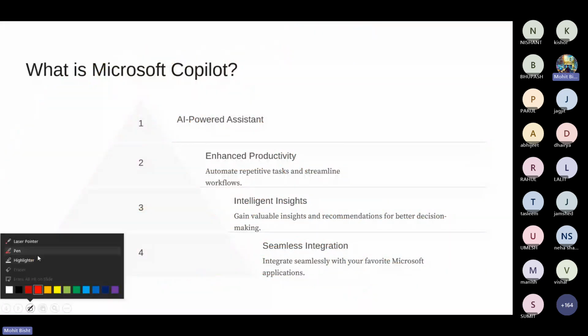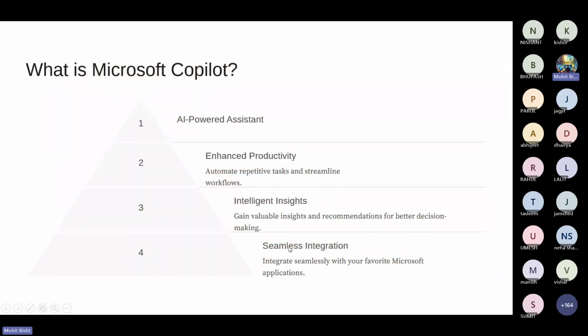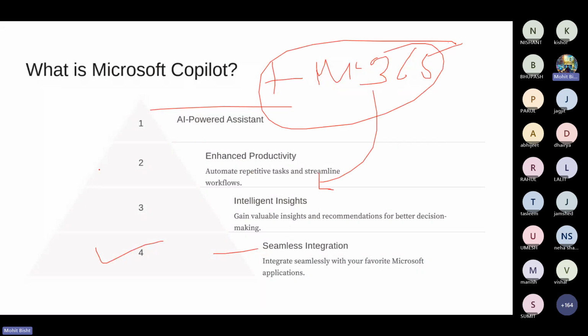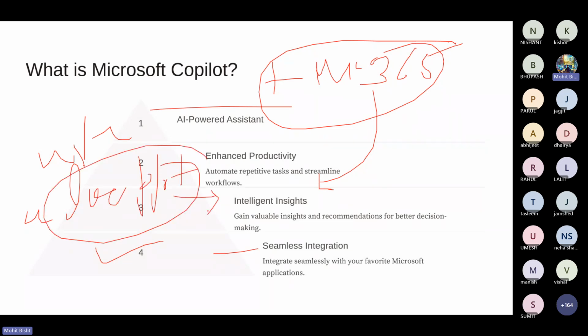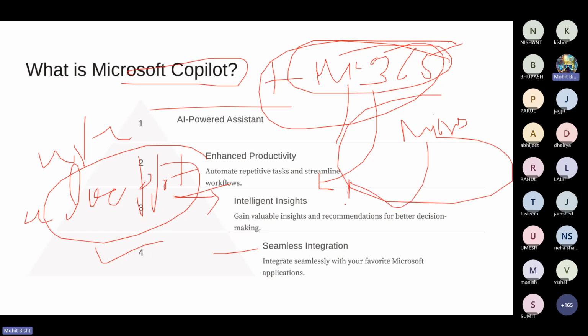So let's go to the other point: seamless integration. So what is seamless integration? As I told previously, Copilot is also integrated with Microsoft 365. Suppose I am traveling to some other location and did not carry my laptop. I have a document or a PPT on my laptop. So what I can do is integrate with Microsoft Copilot. As we already know, Microsoft 365 provides cloud backup and cloud storage.